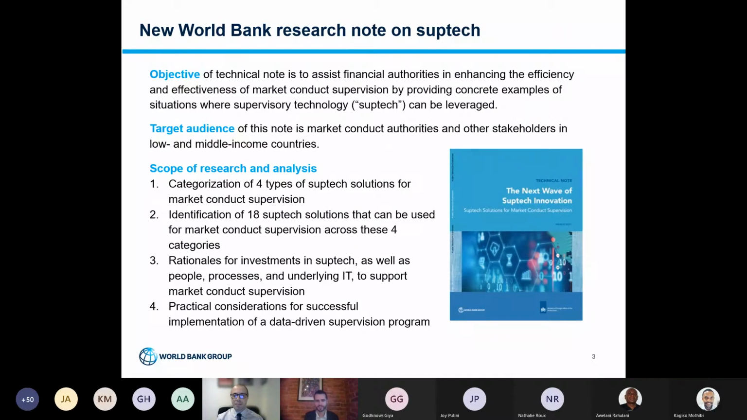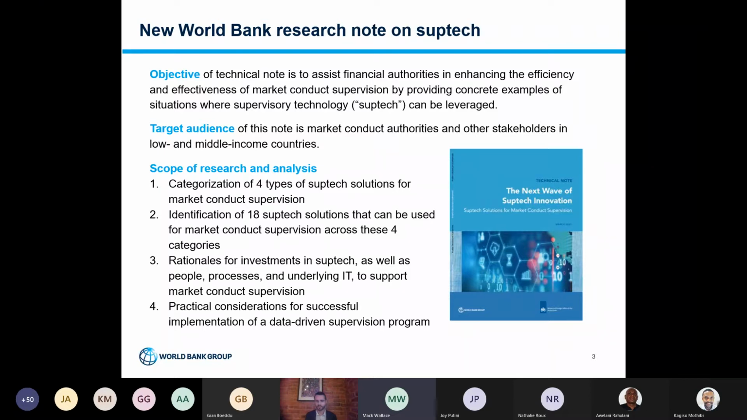Thank you for the introduction, Gian. My name is Mac Wallace. I'm an author, as Gian mentioned, of the World Bank's latest publication on Suptech. I'm both a former market conduct supervisor myself, as well as a product leader within FinTech. And I'm passionate about this intersection between supervision on the one hand and data and technology on the other, which is so great to see in today's event.